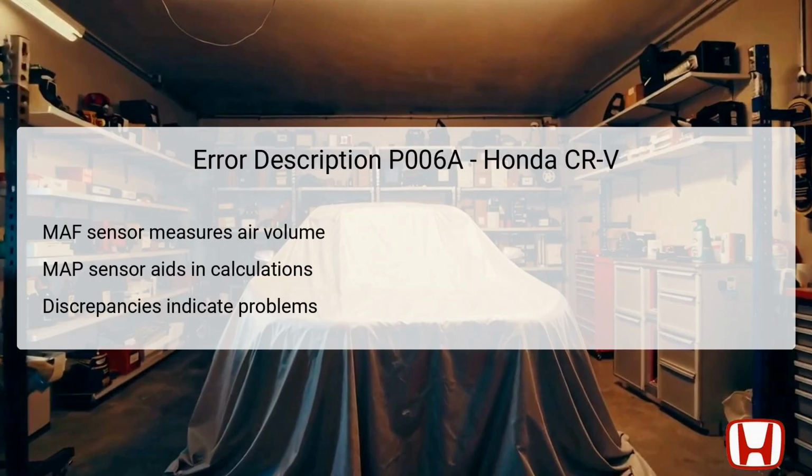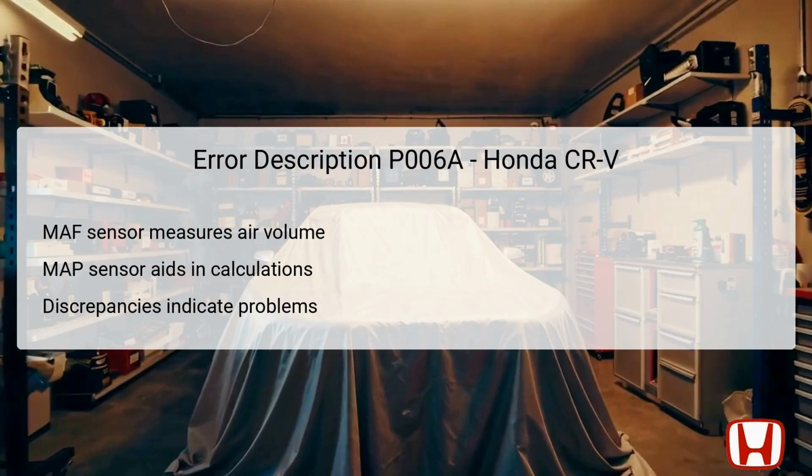The P006A error indicates a malfunction involving the mass airflow (MAF) sensor and its interaction with the Manifold Absolute Pressure (MAP) sensor. The MAF sensor is located in the intake air duct, typically right after the air cleaner housing. Its primary role is to measure the amount of air entering the engine to ensure correct combustion and performance. The MAP sensor is also crucial as it provides information about the pressure in the intake manifold. These components must work in harmony.